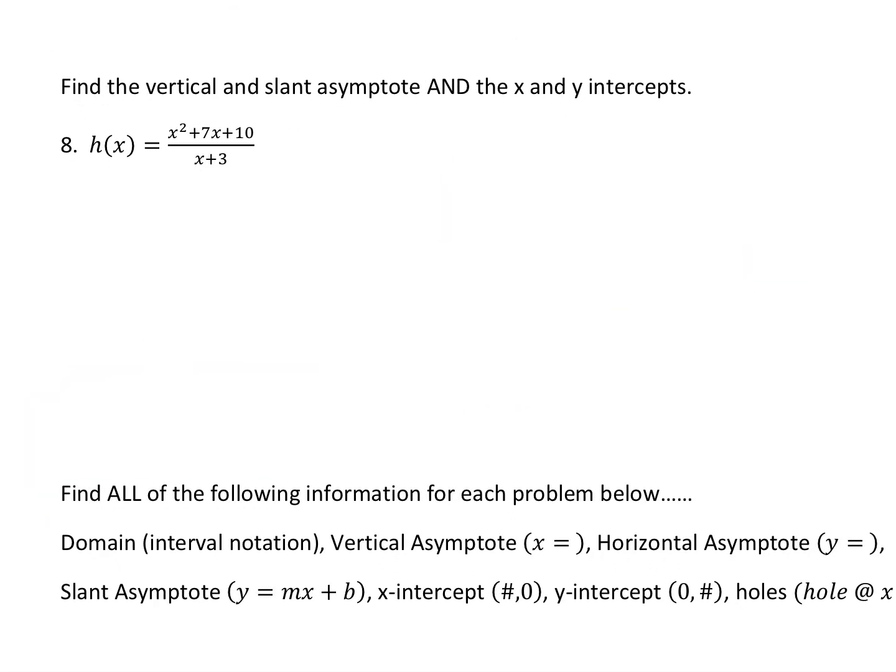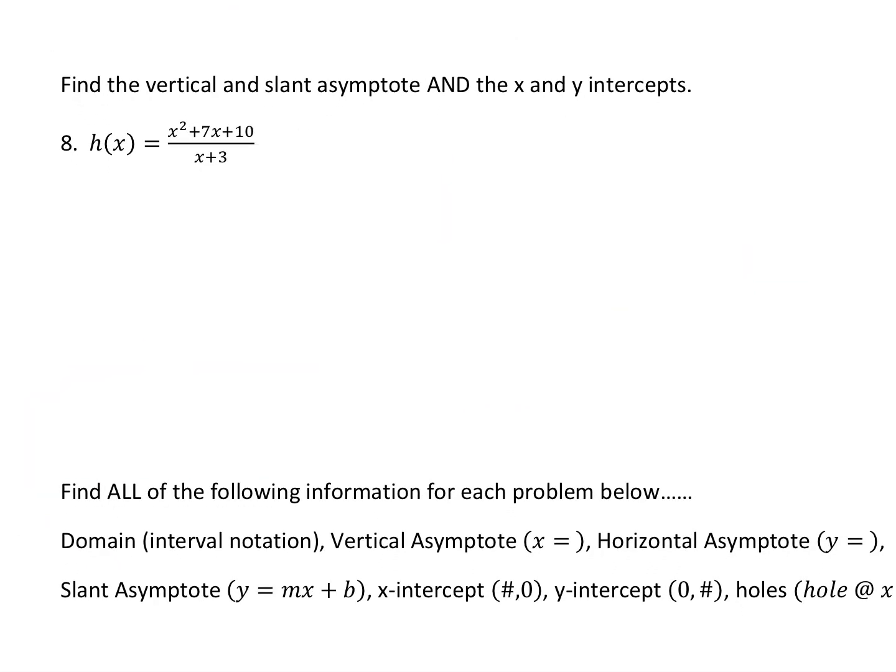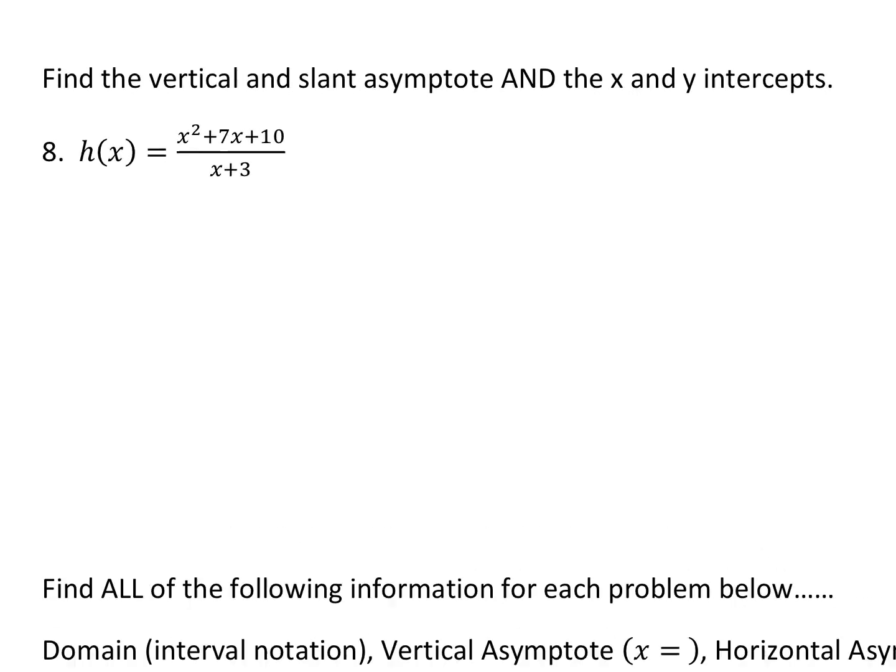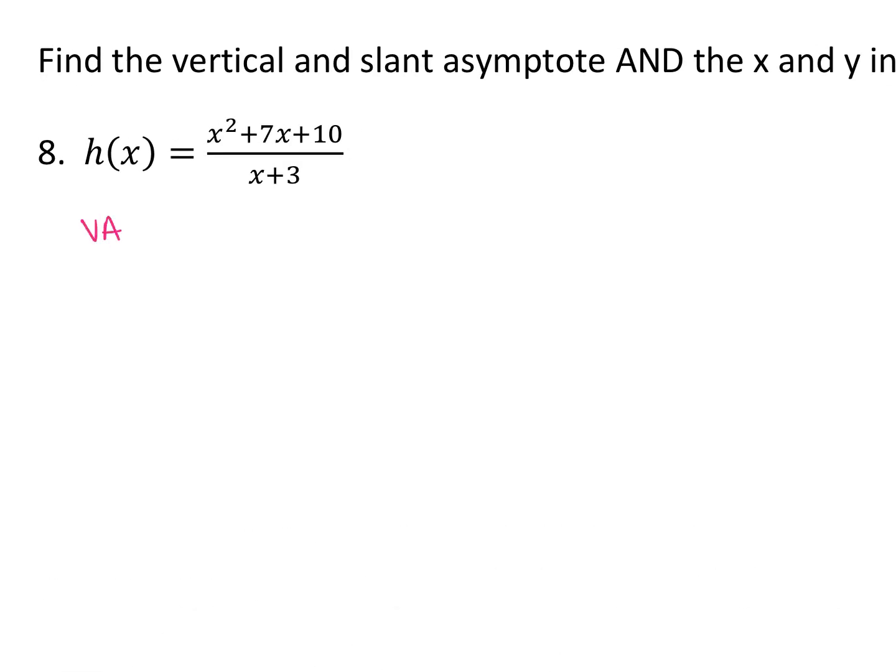For number 8, you're finding the vertical and slant asymptote as well as the x and y intercepts. You're given h of x is equal to x squared plus 7x plus 10 over x plus 3. To find your vertical asymptote, take your denominator, which is x plus 3, set it equal to 0, and solve. That gives you that x is equal to negative 3.